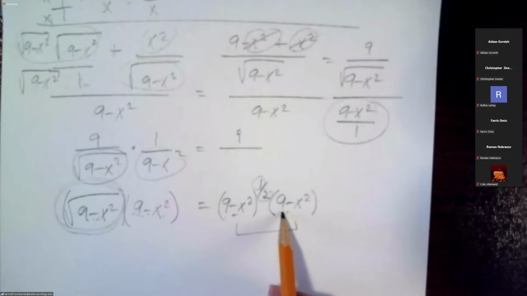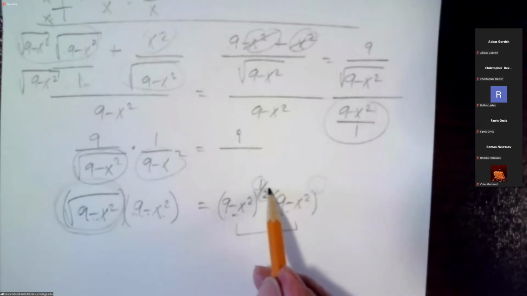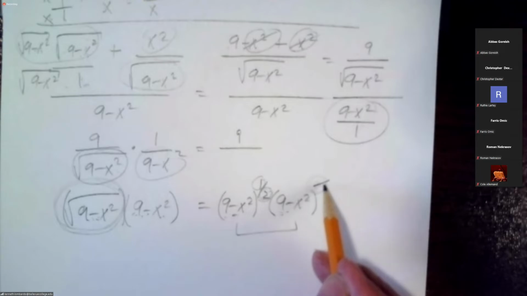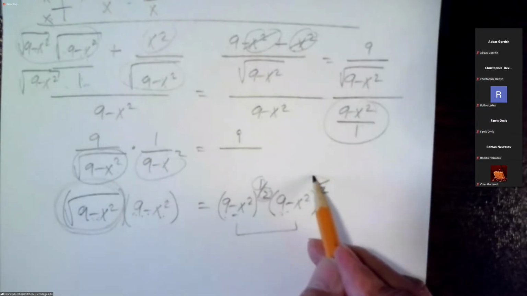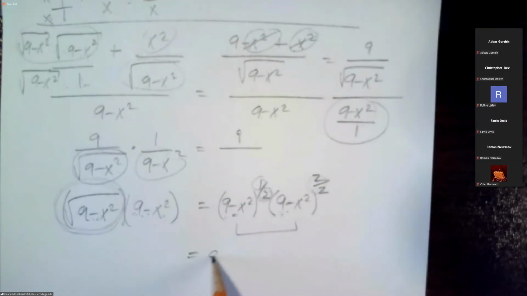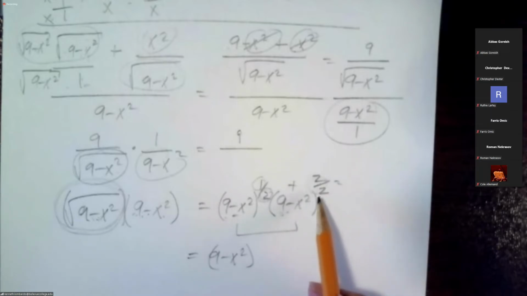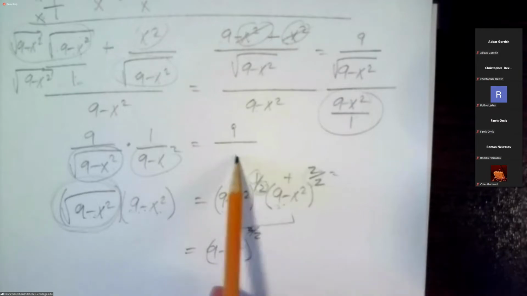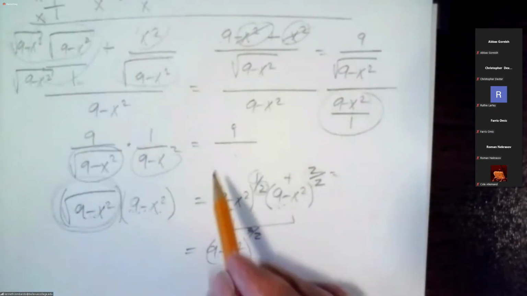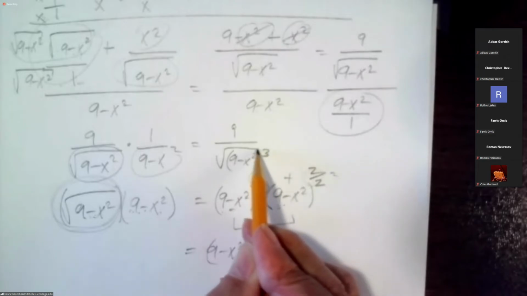Common base, and the exponent here is 1, but we'd like that to have a base of 2 so that we can combine them. So if this base is 2, what's the numerator to make this exponent 1? 2. So now I have this common base of 9 minus x squared. And if I add these two together, 1/2 plus 2/2, what do I get? 3/2. Okay, it looks like that. And that's in the denominator here, isn't it? So if I put that back into radical form, it looks like the square root of 9 minus x squared and that quantity cubed.